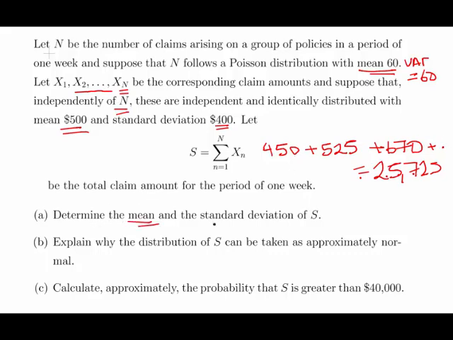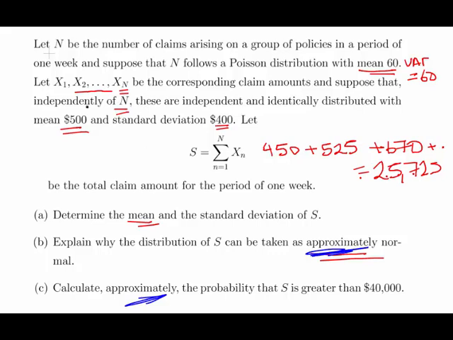So determine the mean and standard deviation of S. Explain why the distribution of S can be taken to be normally distributed or approximately normally distributed, and calculate approximately the probability that S is greater than $40,000. You see the key word here, approximately. That hints us to go in a particular direction: the normal approximation, which usually entails the central limit theorem.